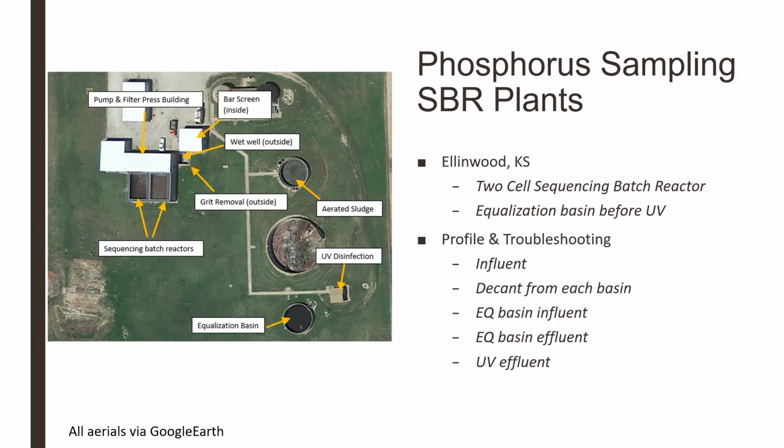If we were going to do either profiling or troubleshooting for phosphorus removal at this plant, we would take a sample at the influent, we would also take the decant from each basin, because one basin may be removing phosphorus better than the other one, and that would be important to know.